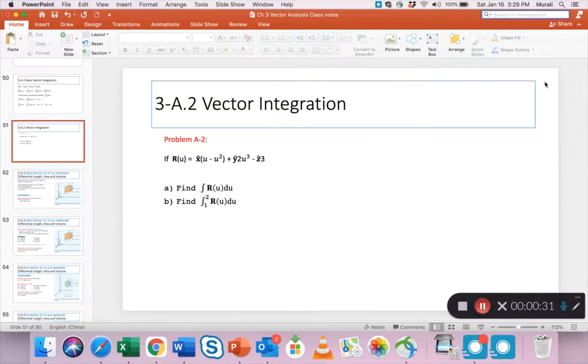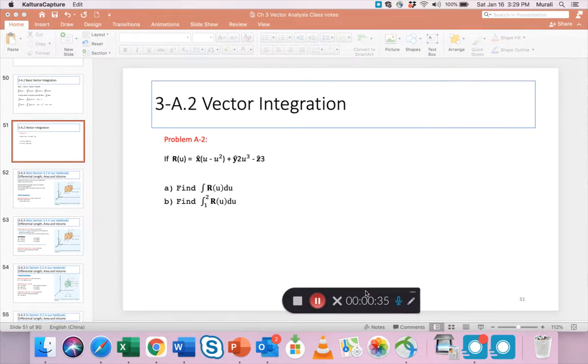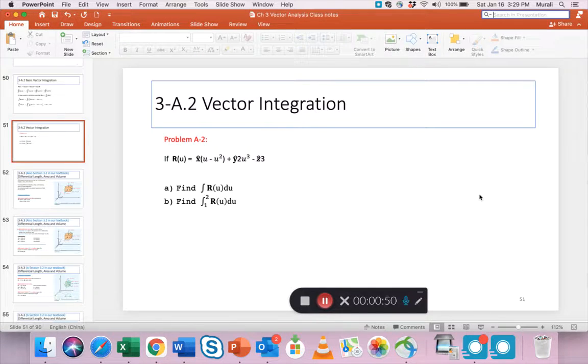Okay. All right, so in my last recording, the last thing we did was here on this slide where there's a couple of examples of vector integration. So I introduced you to these ideas and then we stopped.